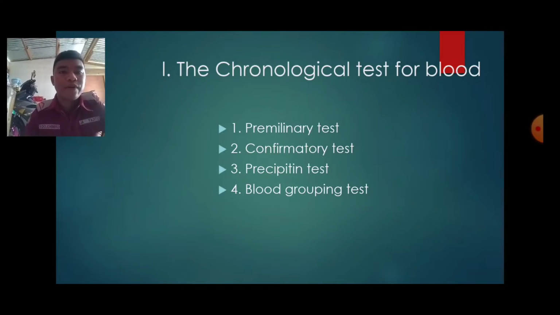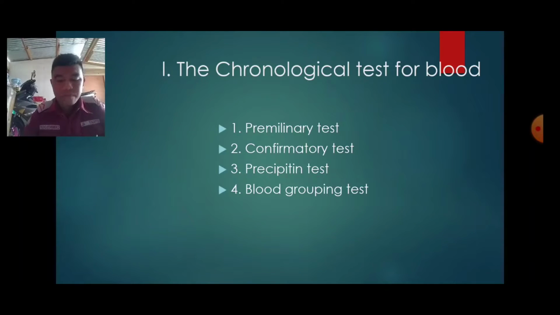There are four chronological tests for blood. Number one is the preliminary test. Preliminary test, also known as presumptive test, screening test or field test, establishes the possibility that a specific bodily fluid is present, but does not conclusively prove the presence of the specific substance.